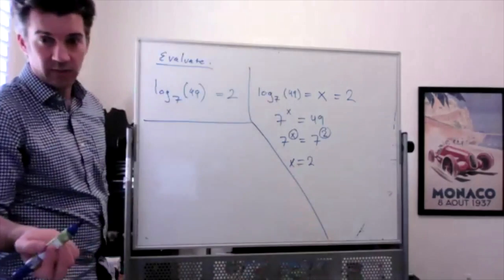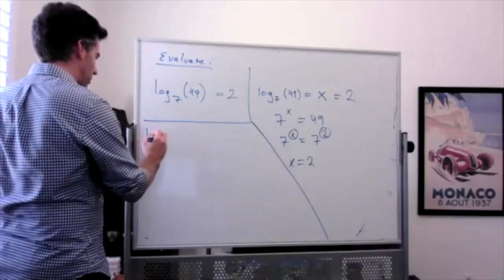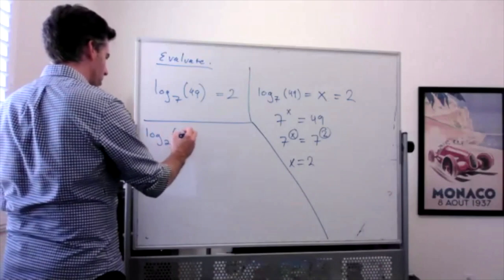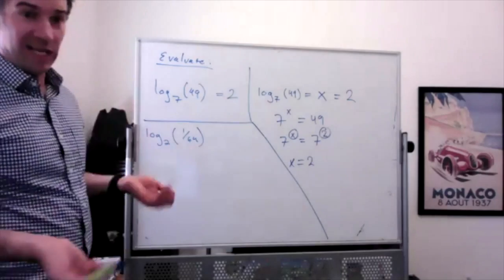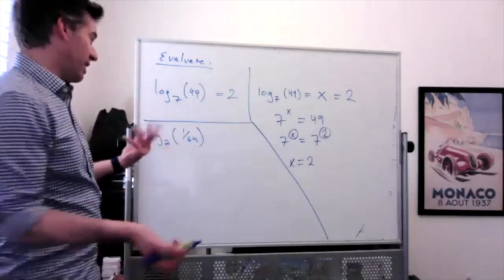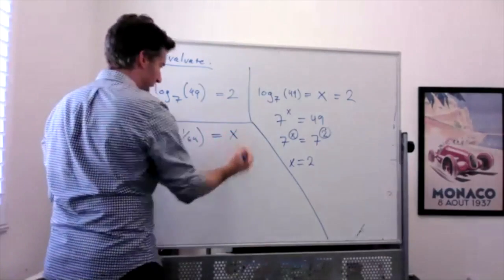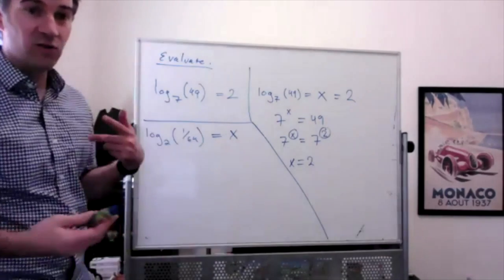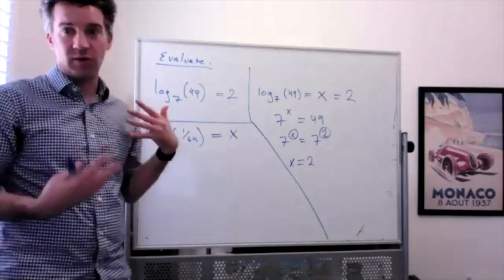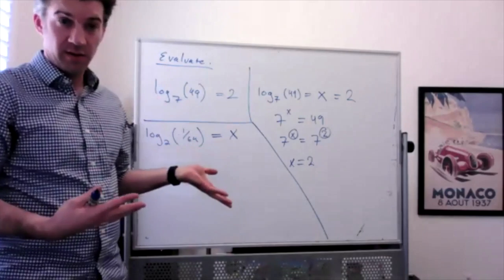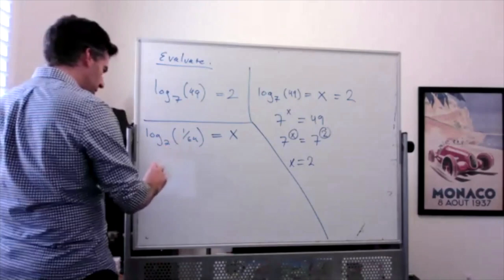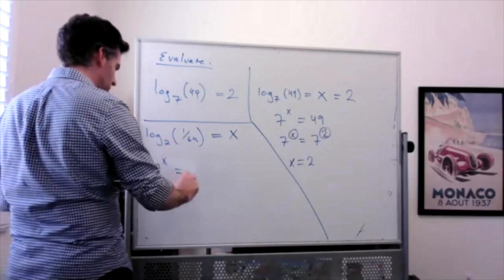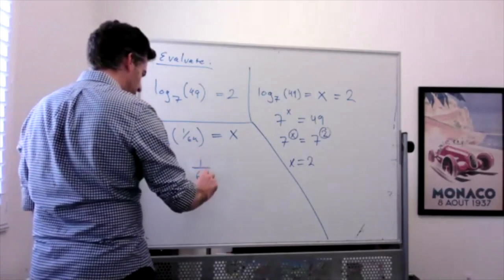Okay, let's look at this next one. Log base 2 of 1 over 64. I don't know what that is, so I'm going to say it's equal to x. Again, I do know that I'm saying 2 to some power equals 1/64. It's probably going to be interesting. So I'm going to rewrite this as 2 to the x equals 1 over 64.